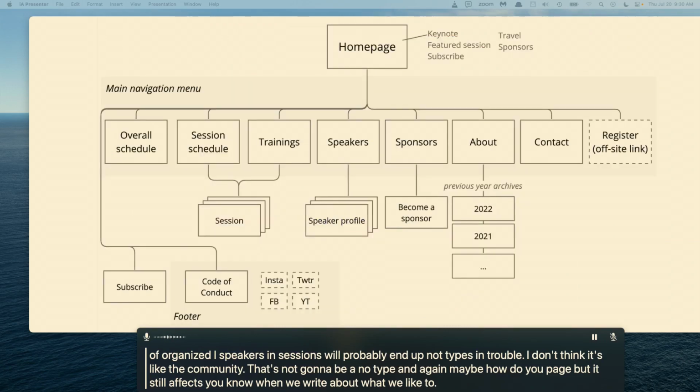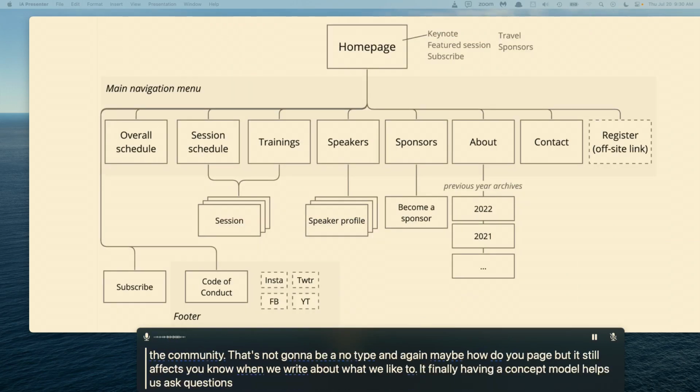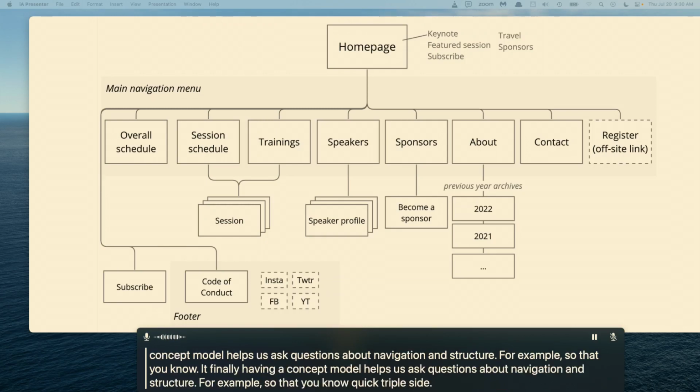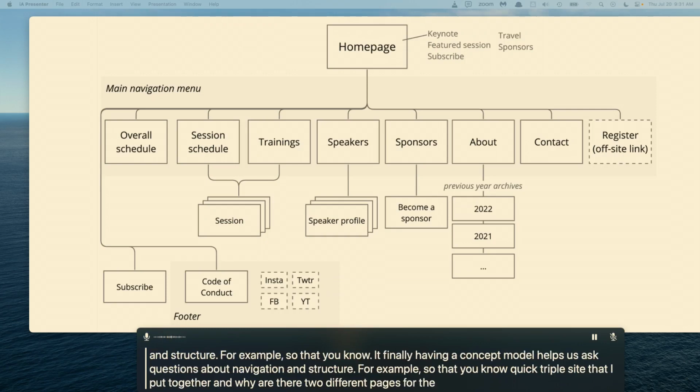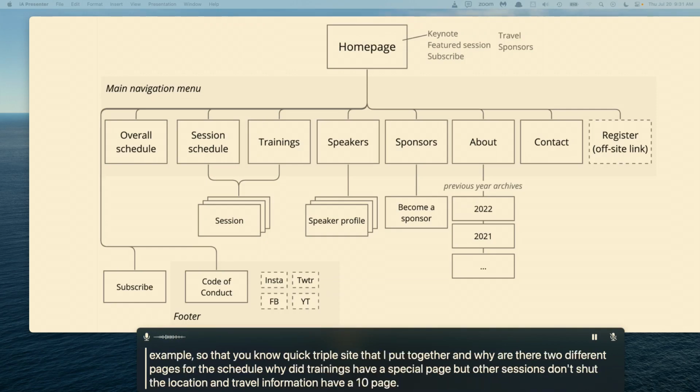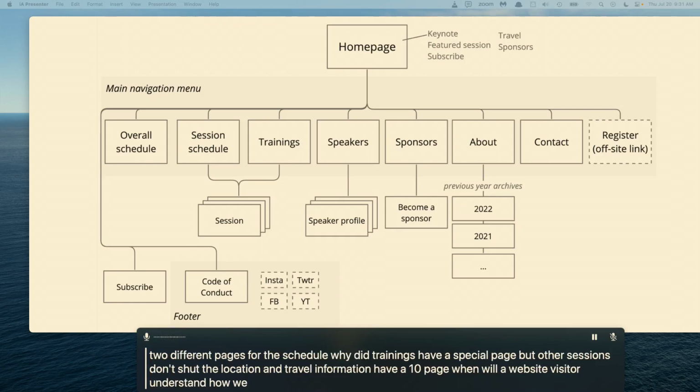And finally, having a concept model helps us ask questions about navigation and sitemap structure. For example, this is a quick sitemap of the design for Drupal site that I put together. So why are there two different pages for the schedule? Why do trainings have a special page, but other sessions don't? Should the location and travel information have its own page? Will a website visitor understand how we've organized this?